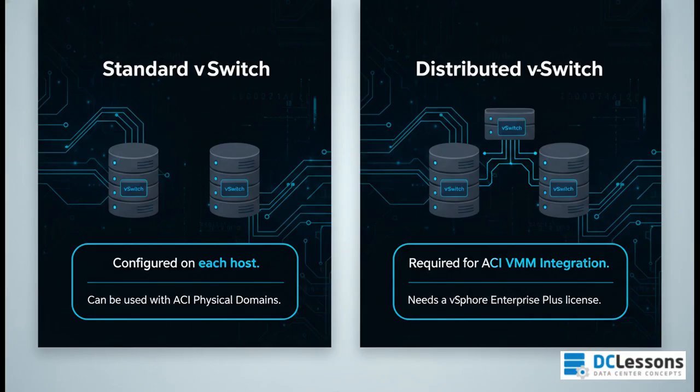But if you want to unlock the real magic of ACI's Virtual Machine Manager integration, where ACI can automatically push network policies right down to the hypervisor, for that, you absolutely need a distributed vSwitch, or DVS. That ability for the fabric to automate the config is a complete game changer.